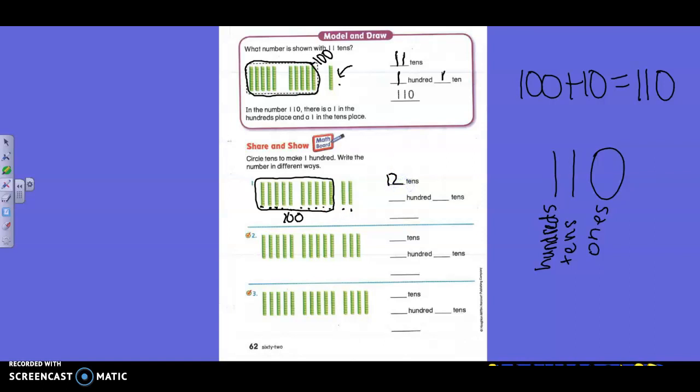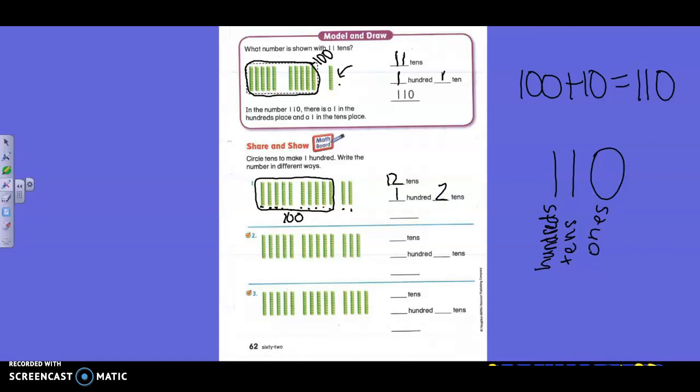10 of them makes 100. So how many hundreds do I have? How many 100 blocks? We have 1. We only circled 1 block of 100. Okay. How many tens are left over? 2. 2 tens are left over.